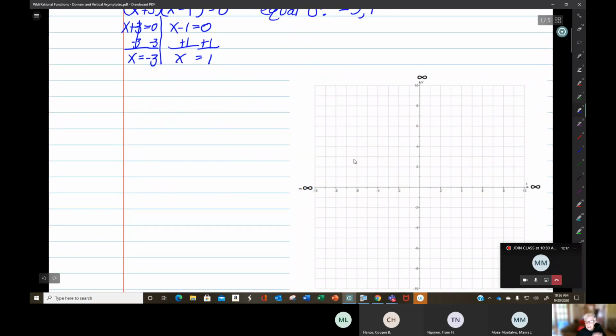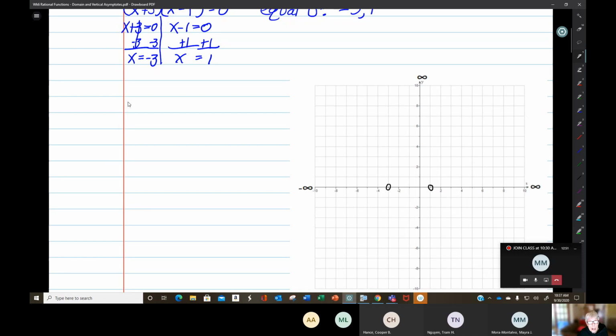Okay, so -3 and +1 are actually going to become little holes. A hole at -3 and a hole at +1. And what happens then is this. First, I have to write the domain.